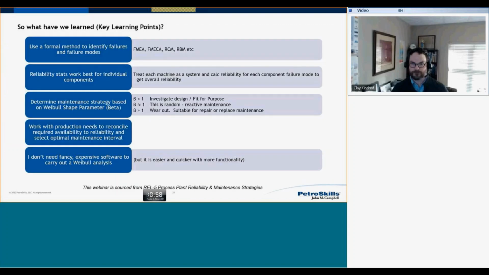So, just to finish off, I've gone longer than I expected, but it's still an hour. What have we learned? These are our key learning points. I can use a formal method to identify the failures in the failure modes: FMEA, FMECA, LCM. My reliability stats work best for individual components and individual failure modes. Don't mix them up. Determine the maintenance strategy based on your Weibull shape parameter. Work with your production needs to reconcile the availability and the reliability. And I don't need fancy, expensive software. Now, let me show you where I got my data from.